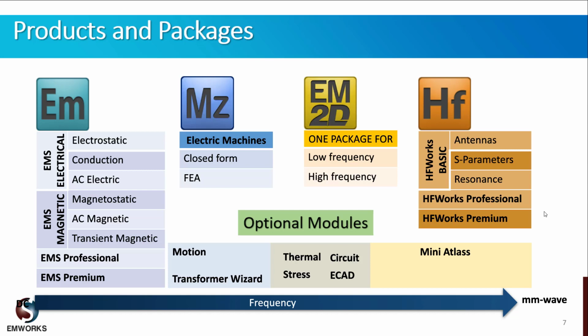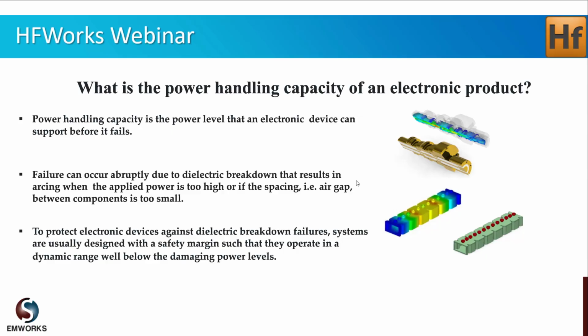Let's move now to the feature technical presentation. Welcome again to this HFWorks webinar, Power Handling of Electronic Products. Let's first define the power handling of an electronic product. It is the power level that an electronic device can support before it fails.